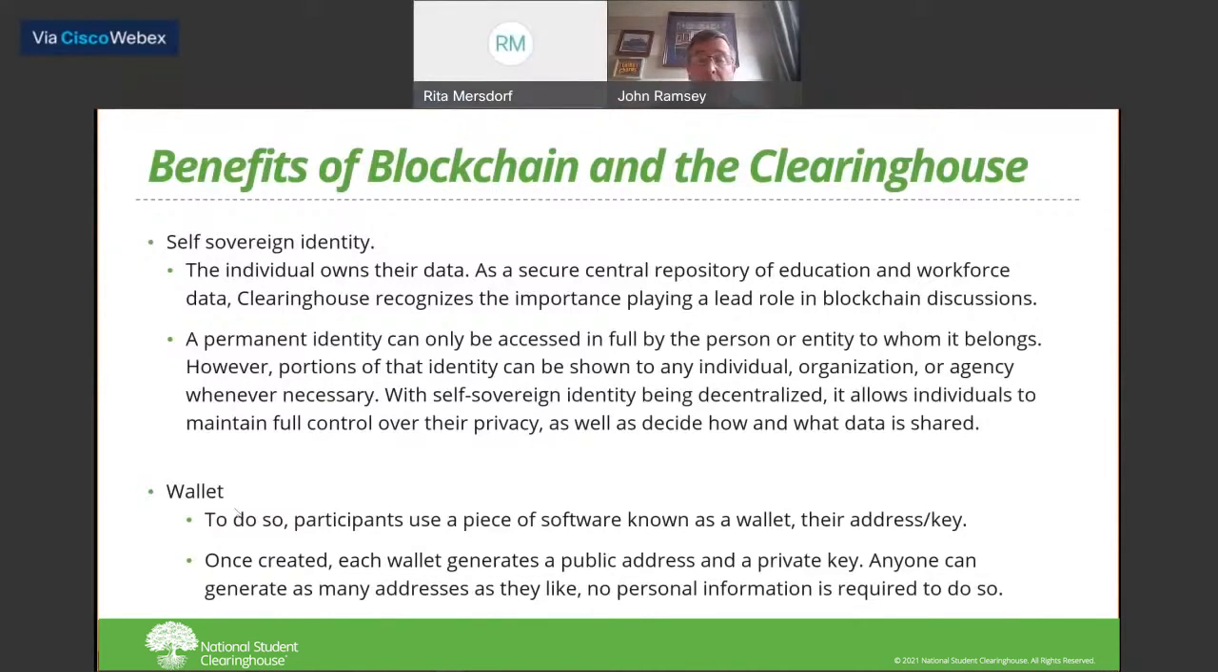And the benefits of blockchain and the clearinghouse. There are two concepts here that I'm going to echo over and over again. If you walk away with anything, this is the slide: self-sovereign identity and wallet, because this is what you're probably going to be associated with if you ever go down the blockchain route. It's important to note again and again, learners can't change their data. They control who they allow access to their data because it's their data, but the data can't be altered. It can only be appended.